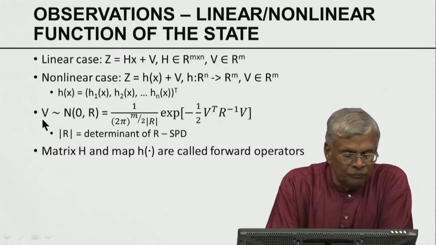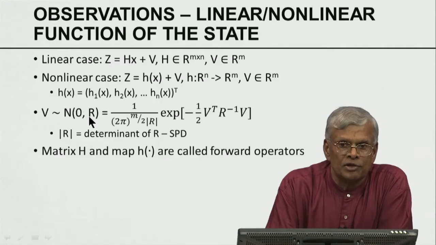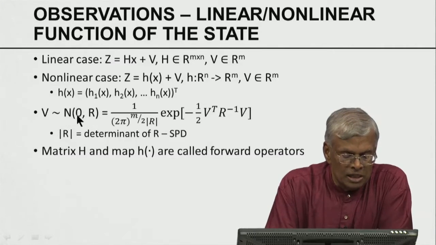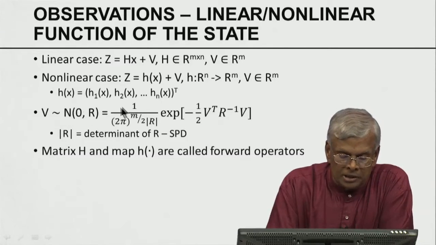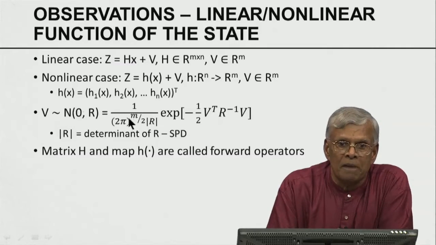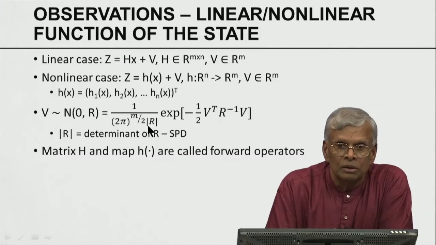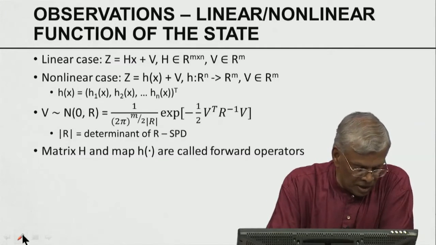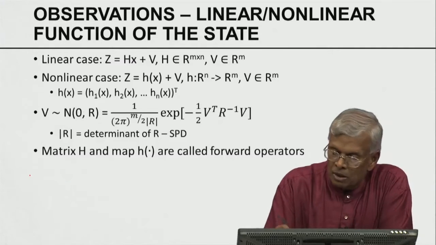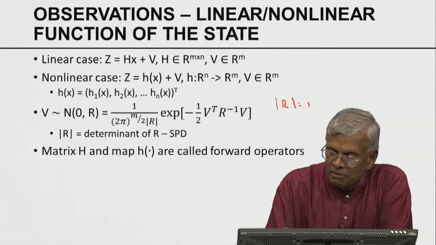V is a vector normally distributed. There is a Gaussian distribution or normal distribution. It has zero mean and a known covariance R. The mathematical expression that describes the Gaussian distribution is given by 1 over 2 pi to the power m by 2, times the determinant of the matrix R, in this, the symbol R represents the determinant of this matrix.